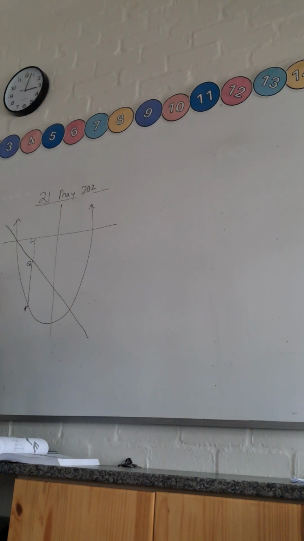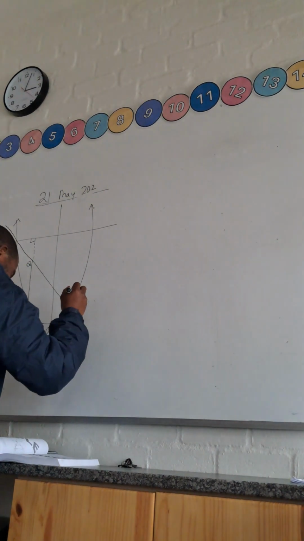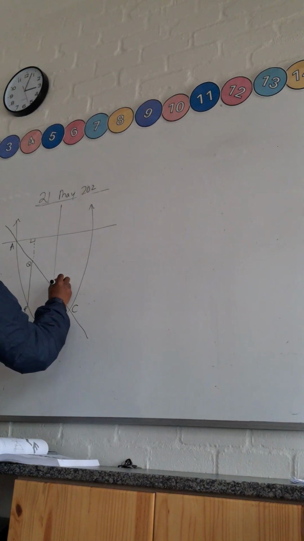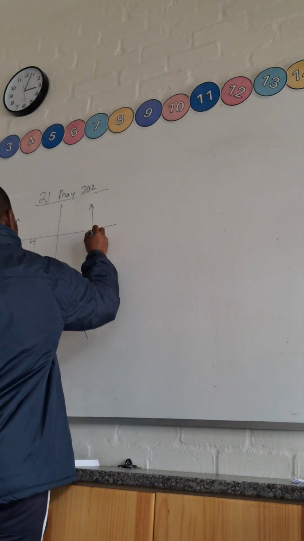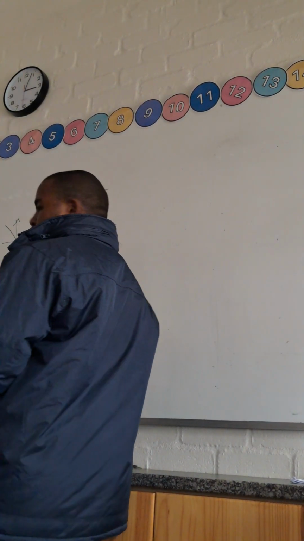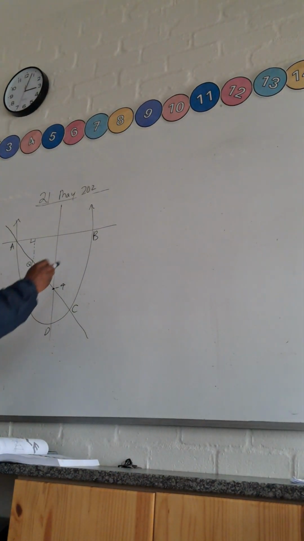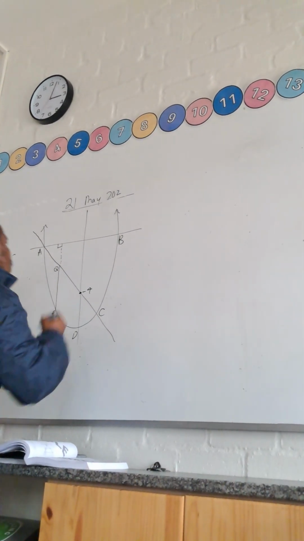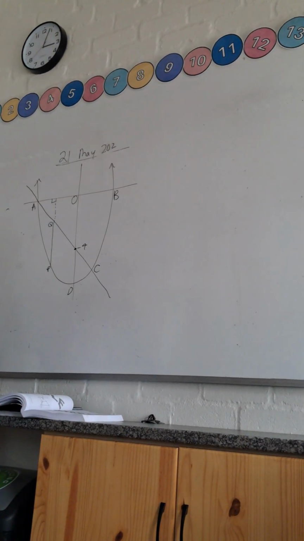Then this is point D. This is point C. This point here is -4. This point here is B. Okay, we've got all the points: A, B, C, D. That is P, that's Q. Okay, this is O. O is usually the center.